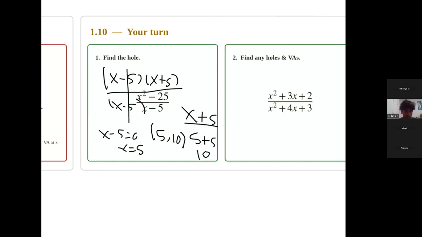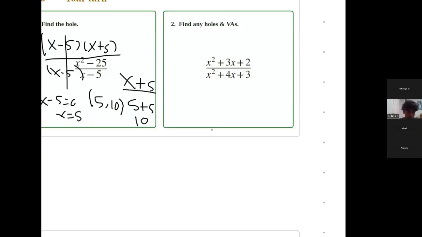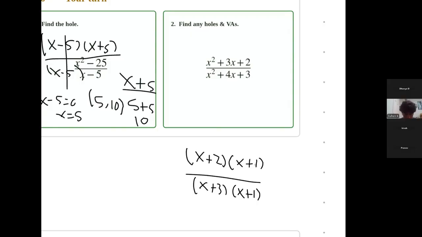All right. And then here we find the holes and vertical asymptotes. To get, first we factor the top: x plus 2, x plus 1. There we go, factor the top. And the bottom is x plus 3, x plus 1. So x plus 1 cancels out. So we know that this is going to be a hole at x equals -1.